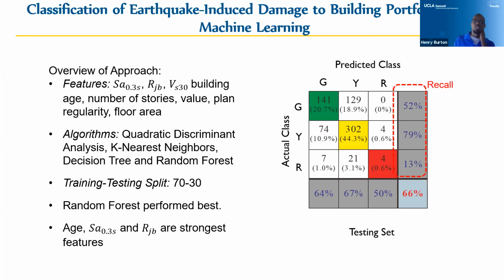Another way of evaluating is through what's called recall. This one is the flip. This one is the percentage of observed classes that was correctly predicted. So for example, the buildings that were actually green tagged would be the 141 plus 121 buildings, right? And of those, only the 141 were predicted as green. So we predicted about 52% of the actual green tags as green. And then there's also accuracy, which is just the number of correct predictions normalized by the total number of data points.